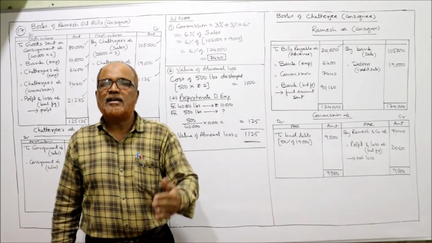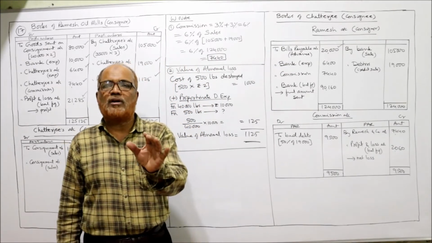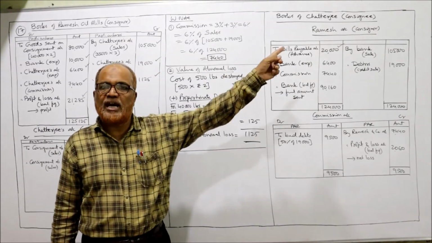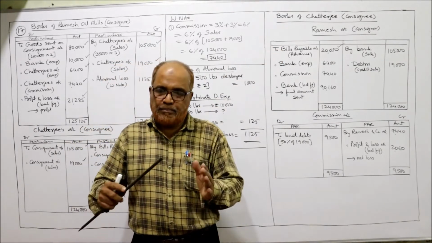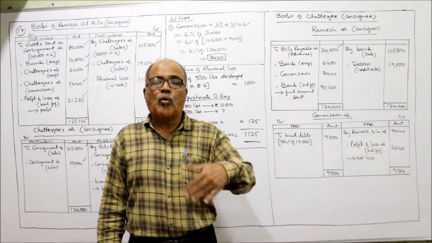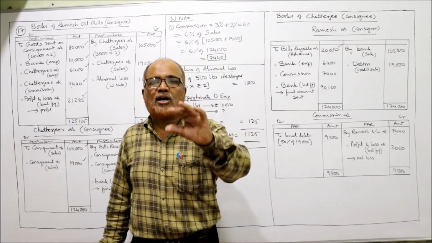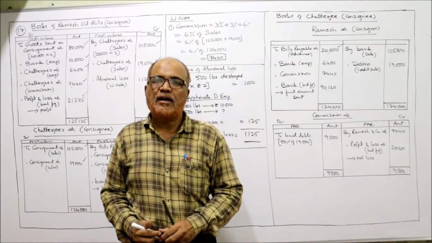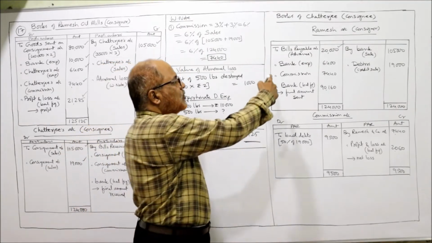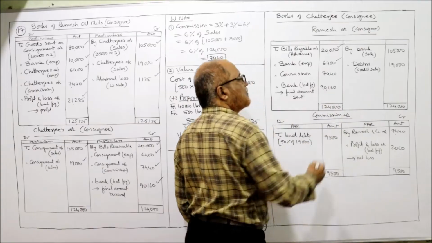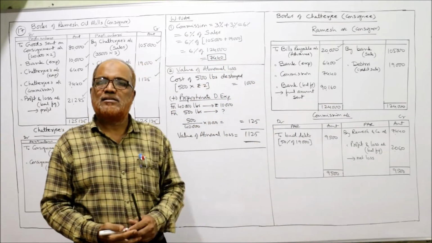Now he incurred some expenses, 6,400 rupees of expenses Chatterjee has incurred. The bank account should be credited. For whom has he incurred the expenditure? For Ramesh. Entry will be Ramesh account debit to bank, so to bank, expenses.